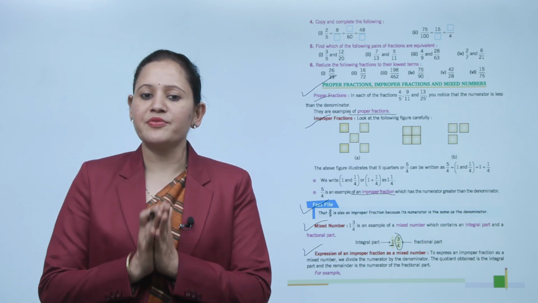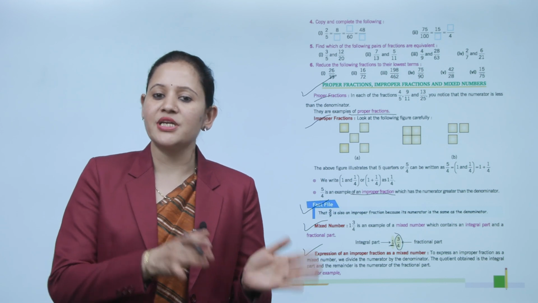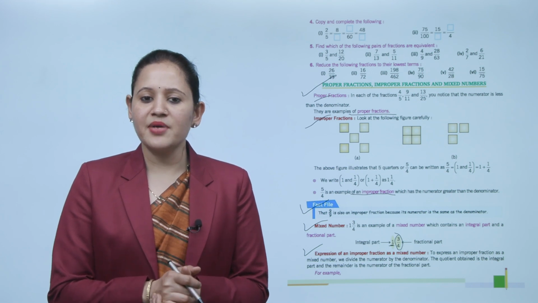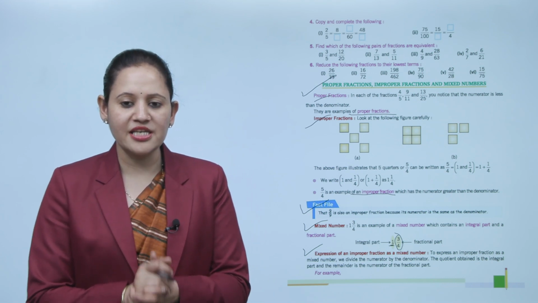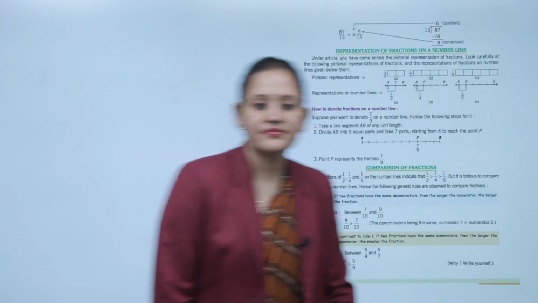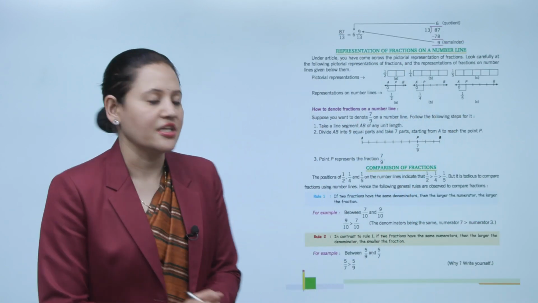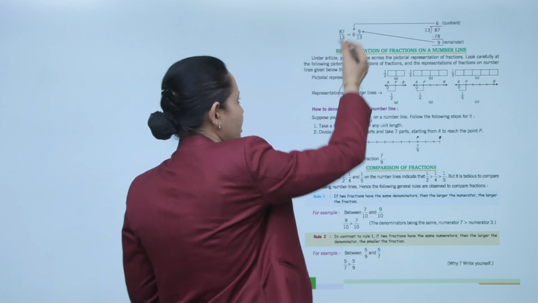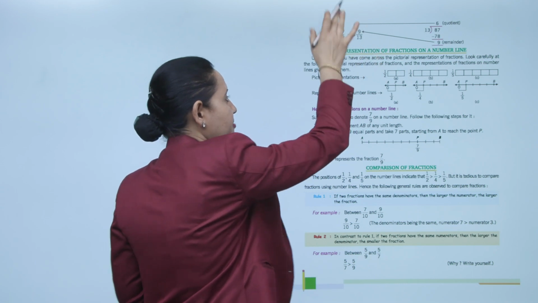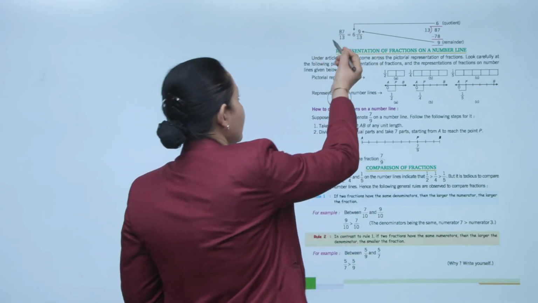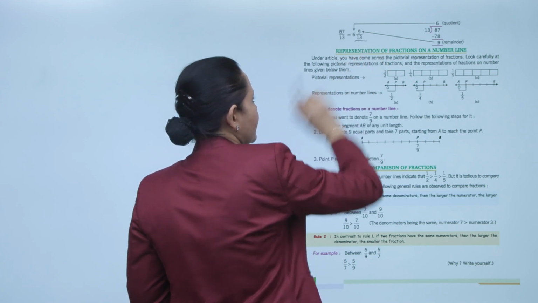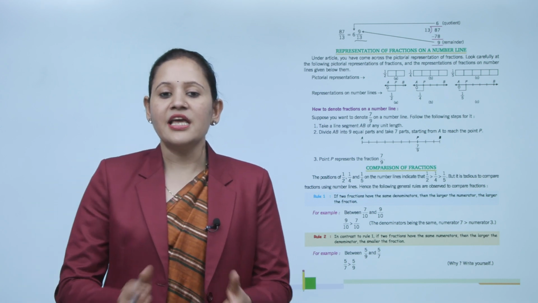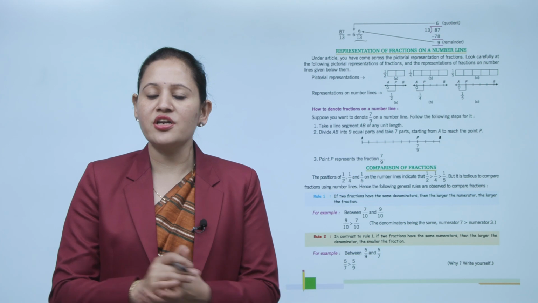Next is expression of an improper fraction as a mixed number. To express an improper fraction as a mixed number, we divide the numerator by the denominator. The quotient obtained is the integral part and the remainder is the numerator of the fraction part. For example, 87 upon 13. So here we will divide 87 by 13. So we'll get 6 as the quotient. 9 is the remainder, that will become the numerator, and the divisor will become our denominator. So the mixed fraction will be 6 9 upon 13. Clear?